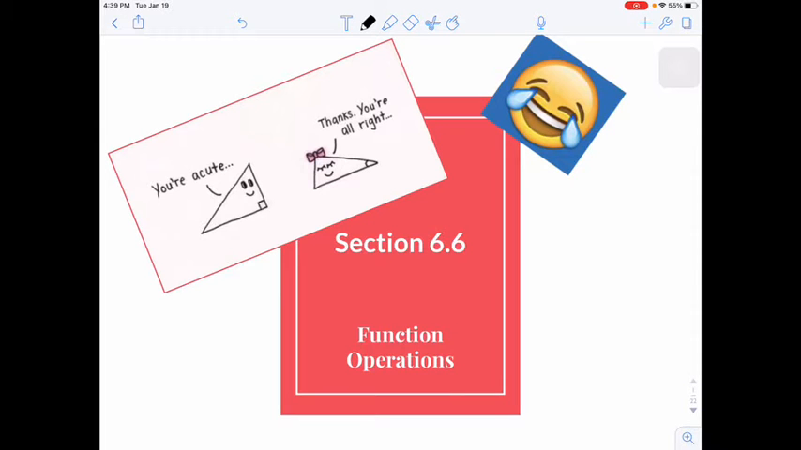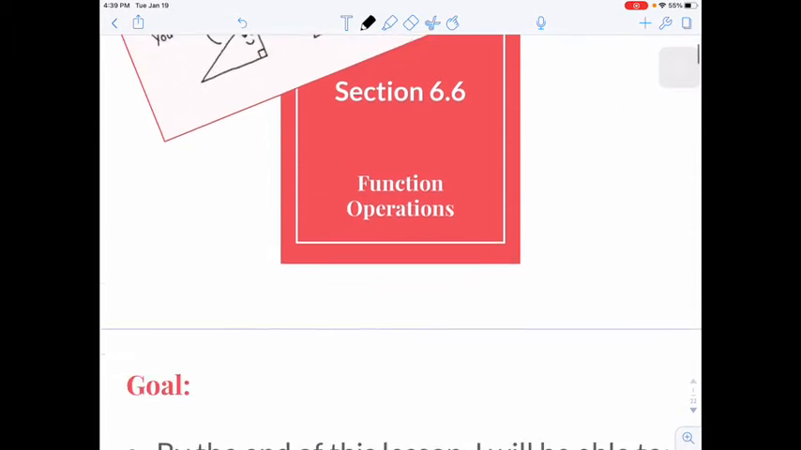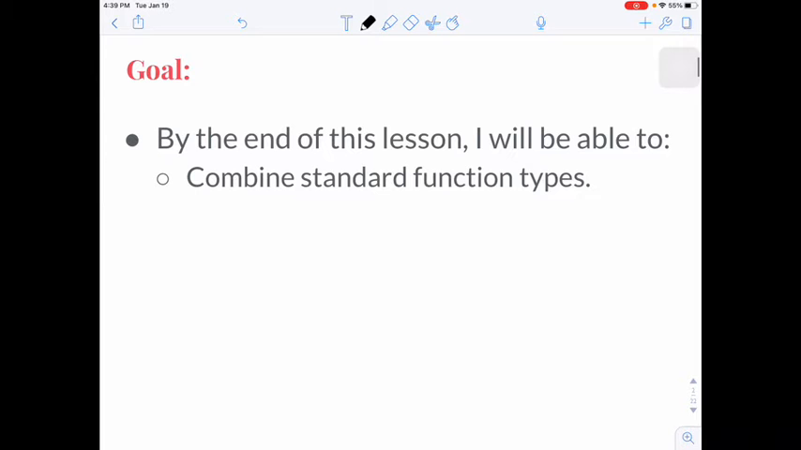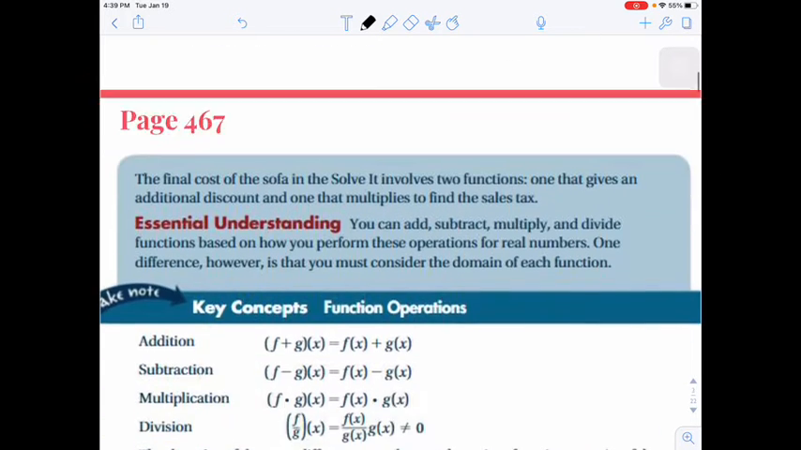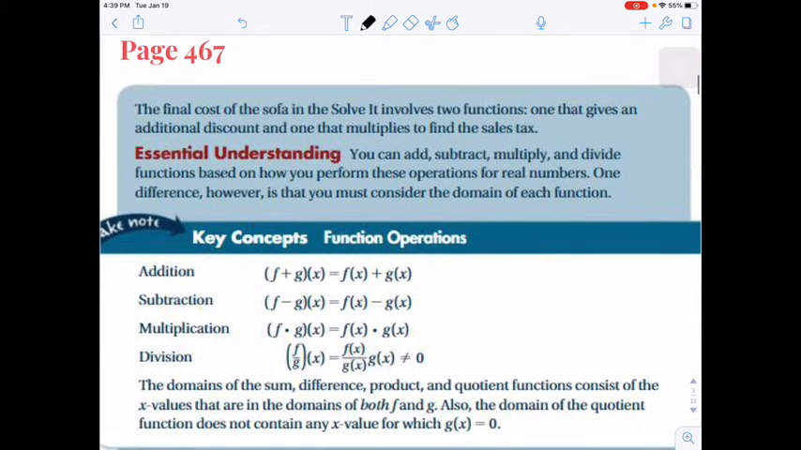Section 6.6 is function operations. Our goal is to combine standard function types. On page 467, we have the final cost of the sofa, which involves two functions, one that gives an additional discount and one that multiplies to find the sales tax. You can add, subtract, multiply, and divide functions based on how you perform these operations for real numbers. One difference, however, is that you must consider the domain of each function.